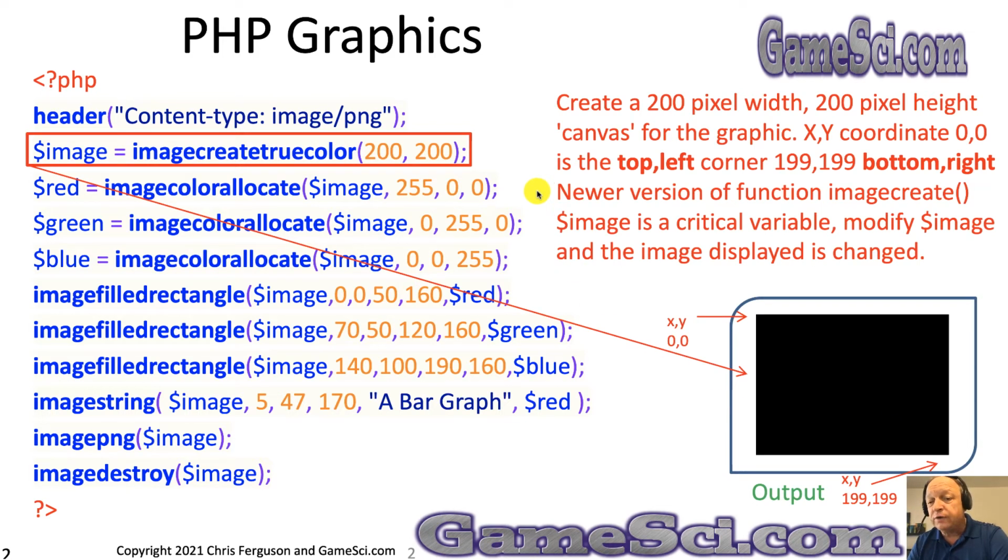This is a newer version of a function called image create. You will often see this image create and pass it two values. True color is just a better, newer version.